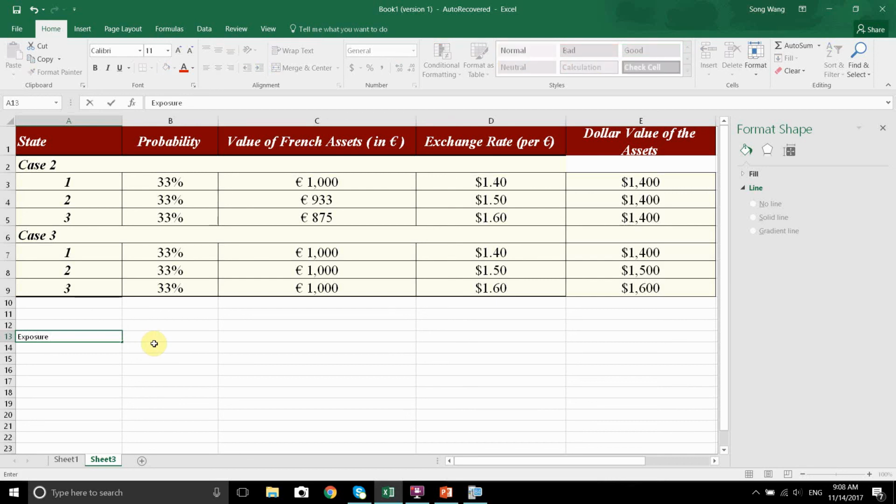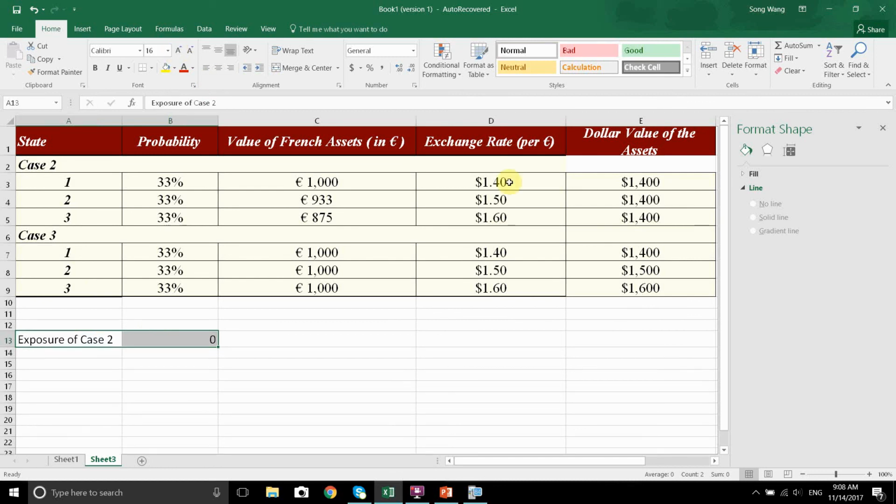So to get the exposure for the second case, I still use the slope function, then the dollar values here, then the exchange rates here, so I got 0, and 0 is supposed to be the right answer. As you can see, no matter how exchange rates fluctuate, the dollar value of the assets is always 1400, so basically there's no risk at all. This dollar value is not affected by the exchange rates at all, so that's why you have a 0 economic exposure. No matter the scenario, the dollar value is a constant, regardless of the exchange rate.